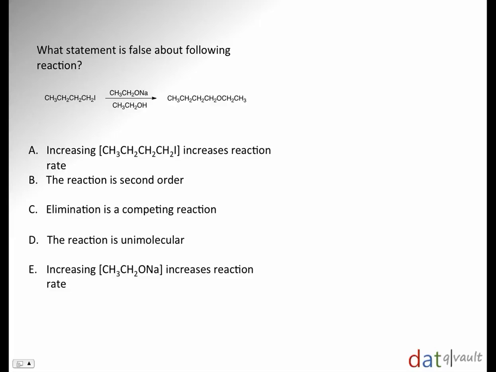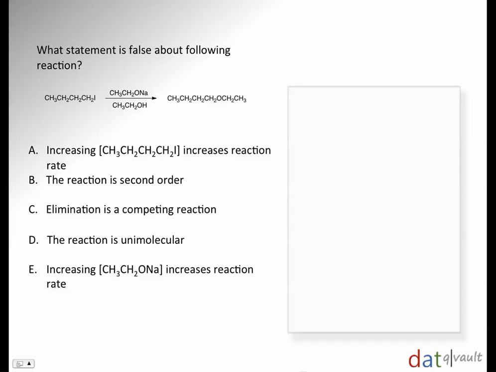Alright, so let's answer a DAT style question on the kinetics of an SN2 reaction. So why don't you go ahead and pause the video for a second, answer this question, and then we'll go over it together. Alright, so in this question, we're asked which of these statements is false about the following reaction. We have to notice first of all that this is going to be an SN2 style reaction mechanism. And that's because, A, the substrate is a primary halogen, and we have a very strong, relatively small nucleophile in ethoxide.